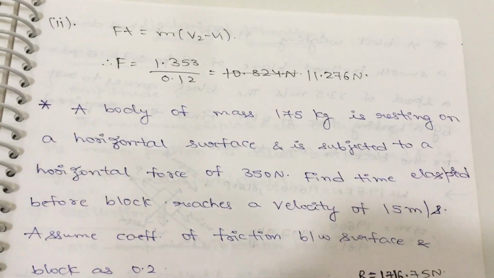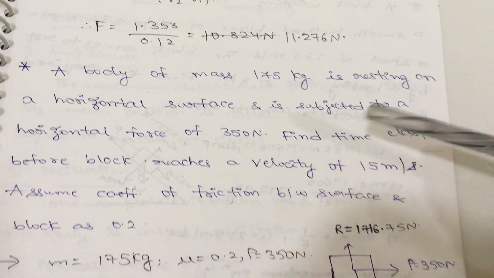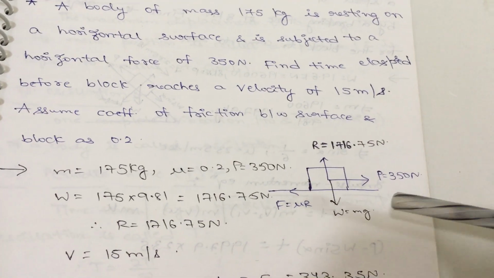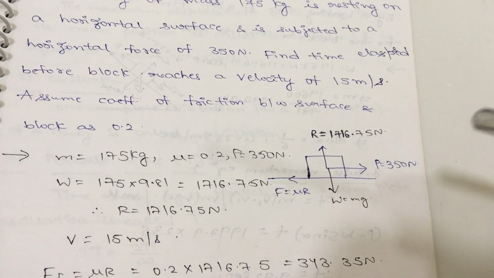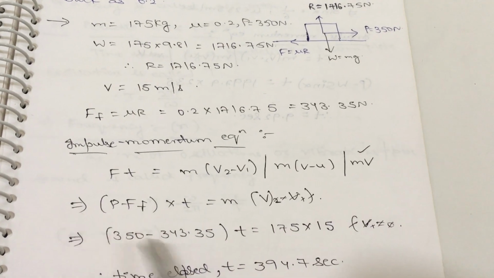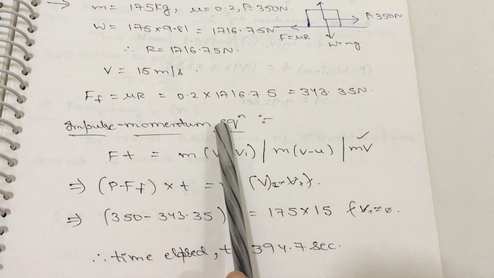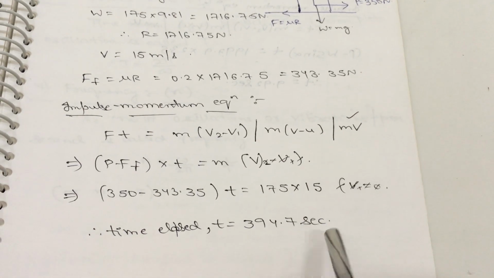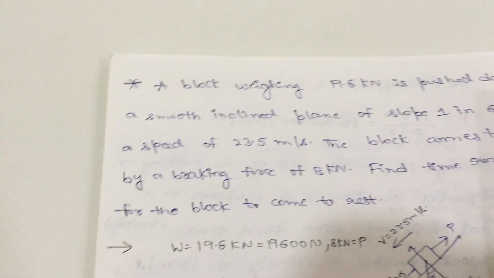So this is our problem. Once again, see the problem. This is the question given for you. Draw the free body diagram for this problem. Then according to the equilibrium conditions and the free body diagram, calculate the total force and substitute all the values in the impulse momentum equation and make T the subject. You will get the T value in seconds. Now we will see one more problem here.